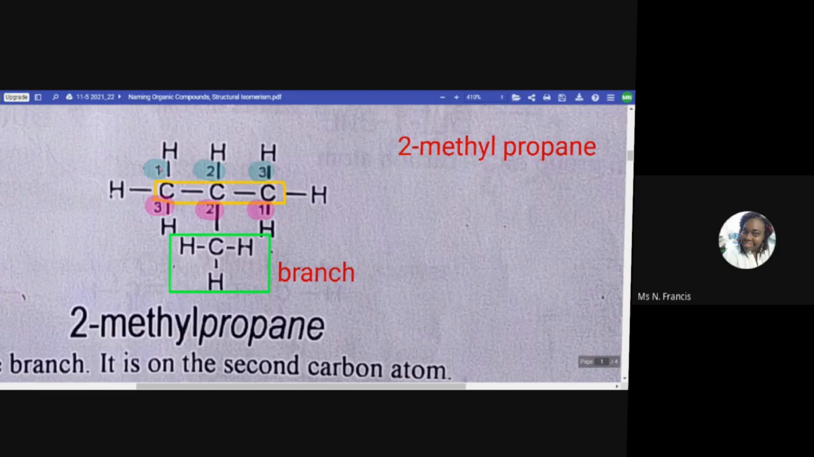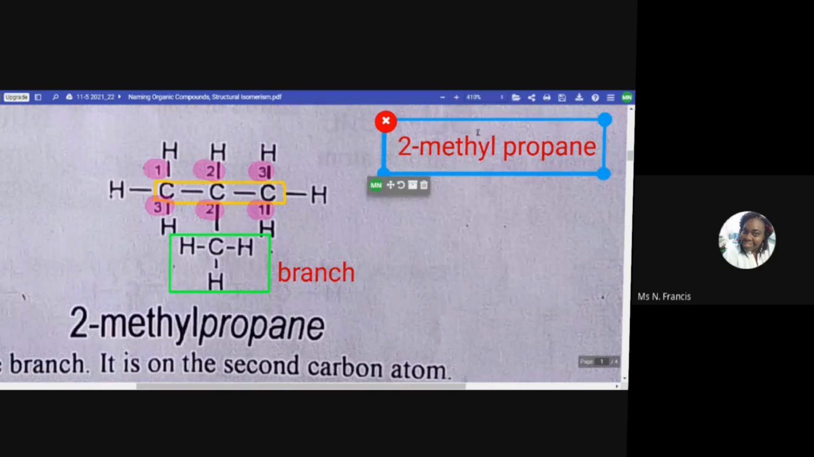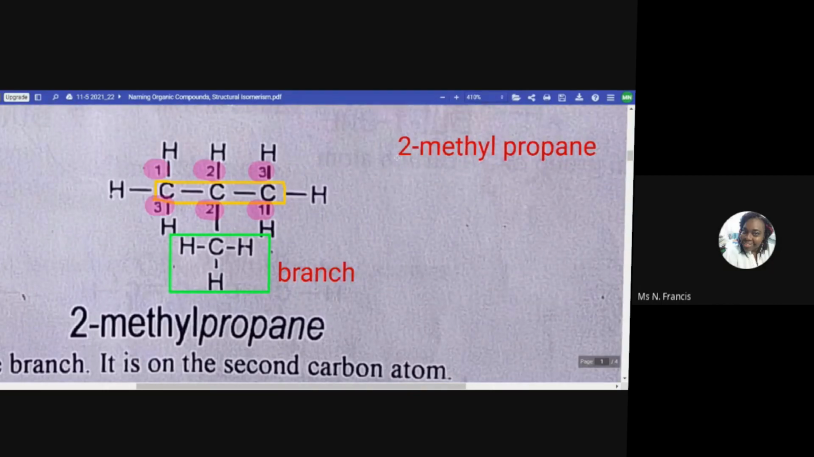Step number 2, number the carbon atoms just to be certain of where you're going to identify the position. Find the branch group and name it. And then you put it all together. So putting it all together means that the position comes first, then the branch group, then the main chain. So there are 3 parts to this name. Got another example?